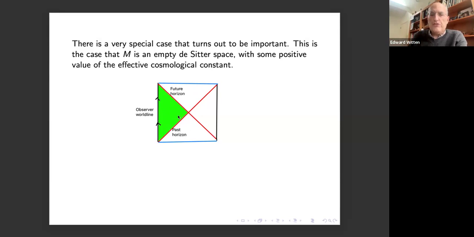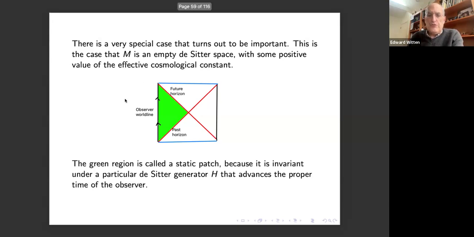Objects you can probe that way have to be inside this green diamond. You can influence them and you can also see the results. So the green diamond is the region causally accessible to the observer.